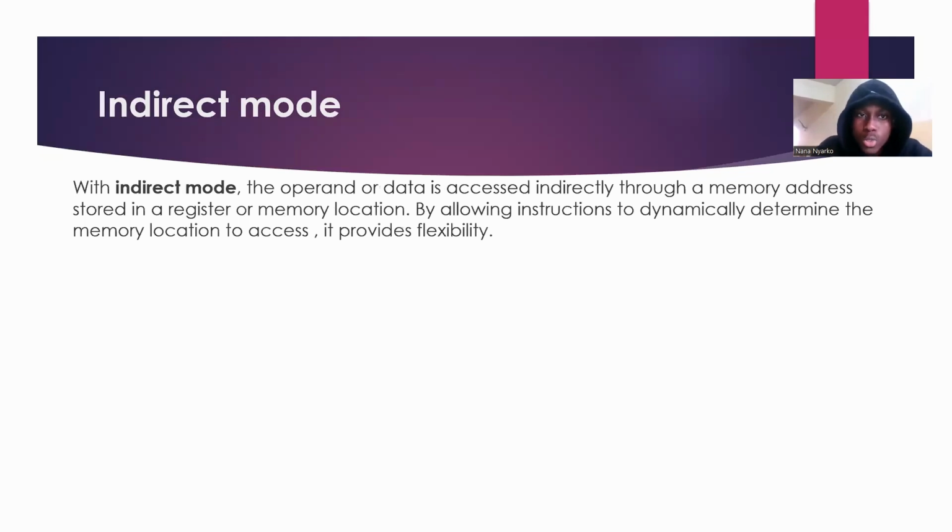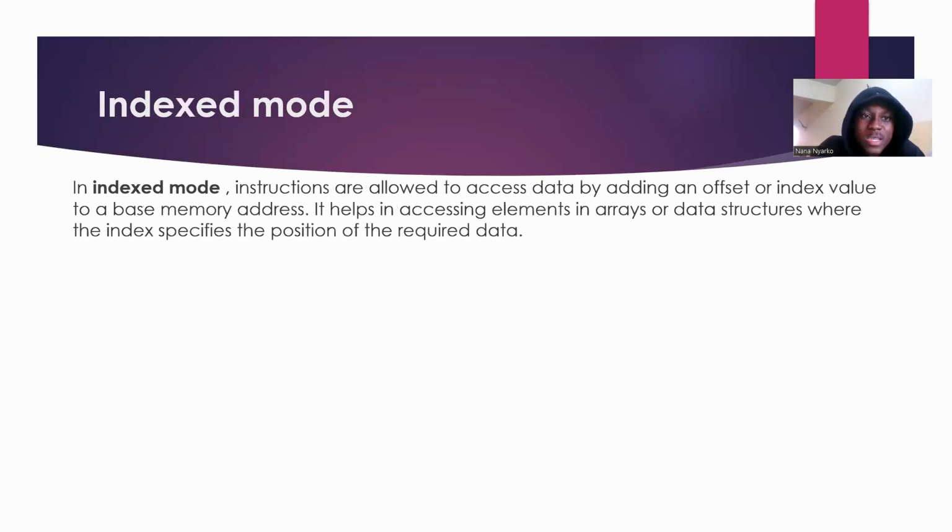With indirect mode, the operand or data is accessed indirectly through a memory address stored in a register or memory location. So by allowing instructions to indirectly determine the memory location to access, it provides flexibility. And then with index mode, instructions are allowed to access data by adding an offset or index value to a base memory address. It helps in accessing elements in arrays or data structures where the index specifies the position of the required data.